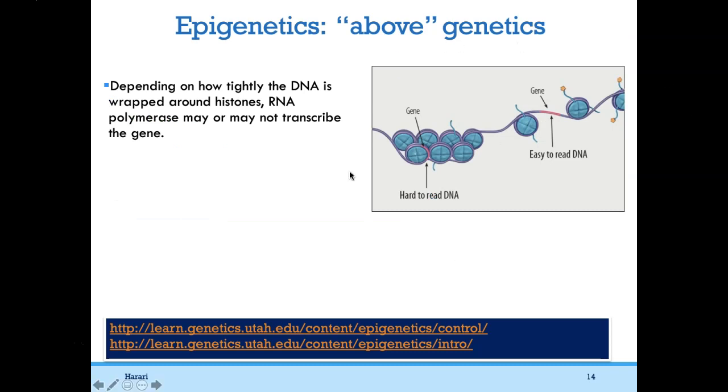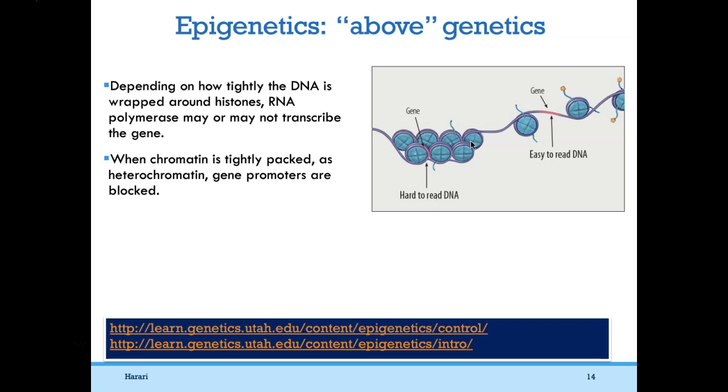So this is a good schematic. Depending on how tightly the DNA is wrapped around histones, the RNA polymerase may or may not transcribe the gene. If this is the gene promoter, and it's nice and exposed, then the polymerase can easily recognize this and make mRNA. If it's tightly compacted chromatin, that's very hard to read this promoter. Right? In fact, RNA polymerase won't be able to even bind to it. So this hard to read DNA will not be transcribed.